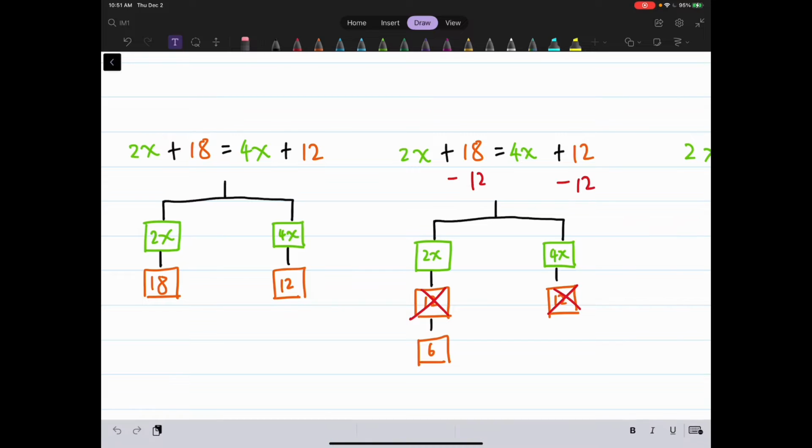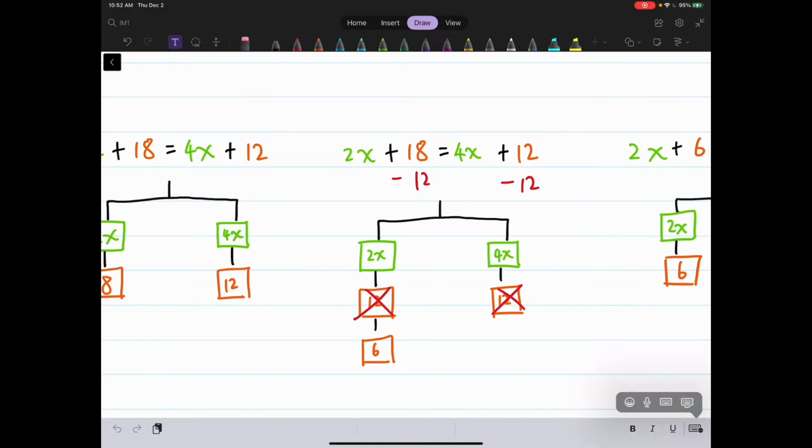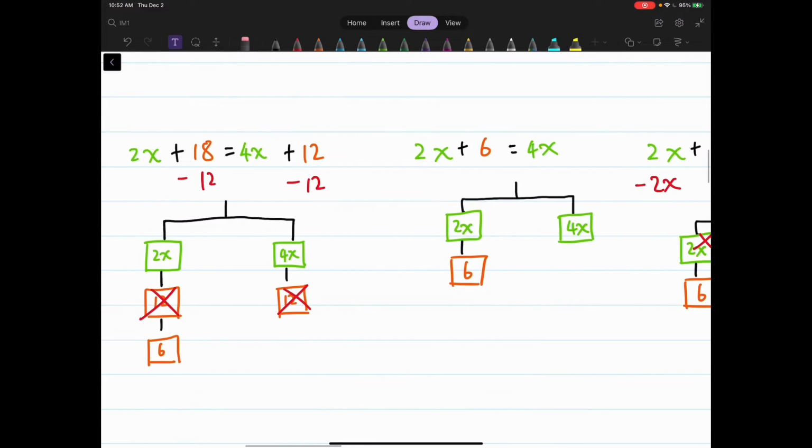Now, if we do that, we get a simpler form, which is we got rid of the 12 on the right side. So the 12 no longer exists. What remains is the 6 on the left side. We got 6 here. So we got 2x plus 6 is equal to 4x.